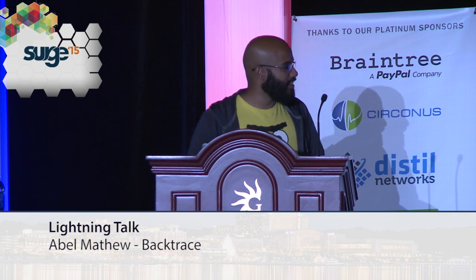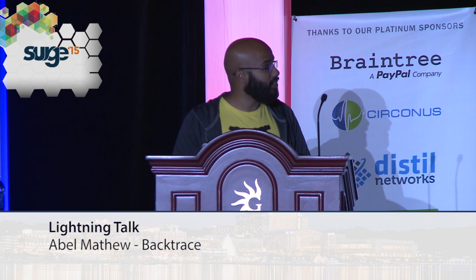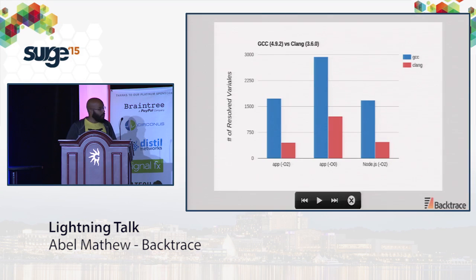So I wanted to take a minute to describe an experiment that I ran this afternoon. Essentially, it measured the number of resolved variables. What I mean by that is I walk through the stack trace, and for the variables that are reachable, I see whether they're optimized out or not. So I'm comparing GCC 4.9.2 versus Clang 3.6.0, which just came on Ubuntu 15.04. The app here is just an internal app, something that we use at Backtrace. I wanted to see what happened.